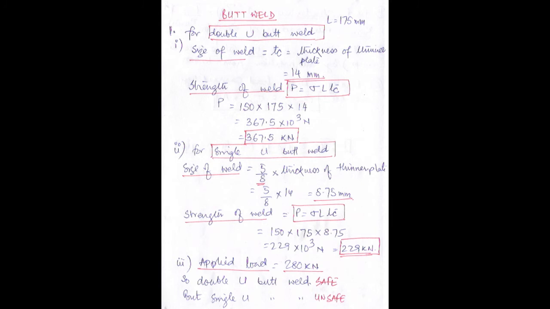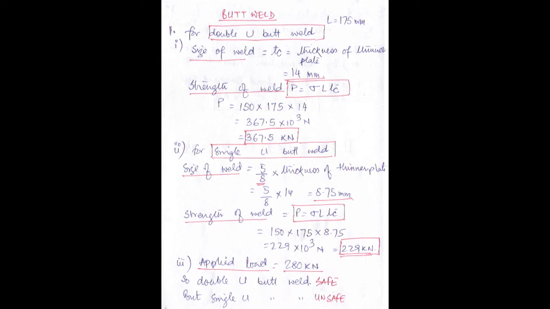Let us see the second part. In the second part, what they have asked is if it is a single U butt weld. Now again refer to the step. For a single U butt weld, the size of the weld is 5/8 multiplied by the thickness of the thinner plate. What is the thickness of the thinner plate? That is 14 millimeter. So 5/8 multiplied by 14 gives us 8.75 millimeter.